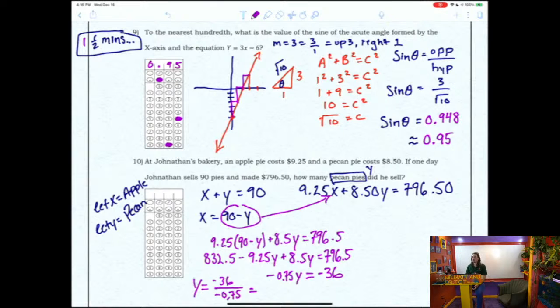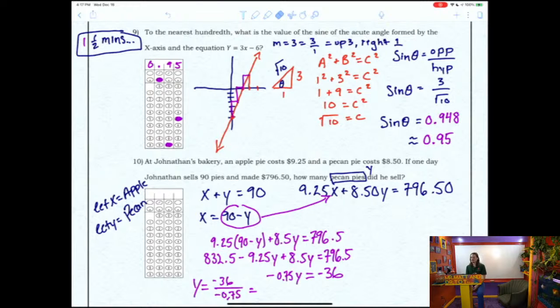Now here they're asking us for the total number of pecan pies, not apple pies. So now I want to end up with y. So if I want to end up with y, I want to first sub out x in order to save a step and to save some time. So taking the simpler equation, the first one, and isolating for x, we're going to get x is equal to 90 minus y. That means wherever I see x in the second equation, I can substitute out for 90, the quantity 90 minus y, just making sure to distribute that 9.25 to both the 90 and the negative y.